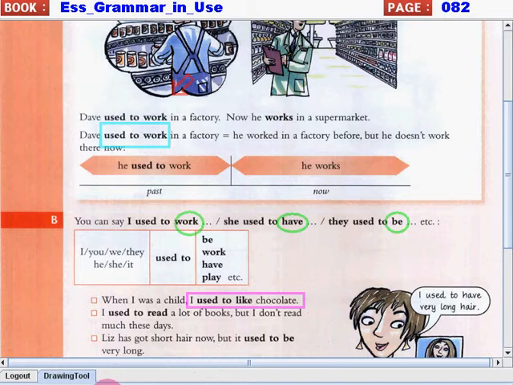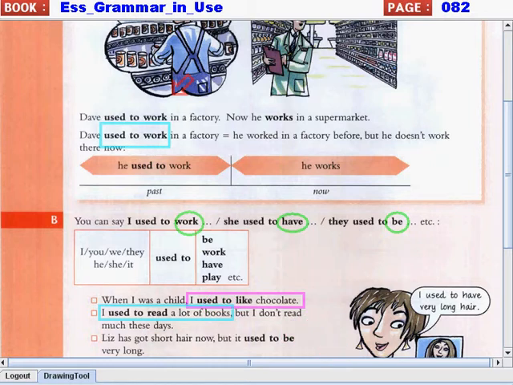Next, "I used to read a lot of books, but I don't read much these days." The speaker is saying that in the past, he or she used to read a lot of books. He or she loved reading, but now not anymore, because maybe he or she is very busy.